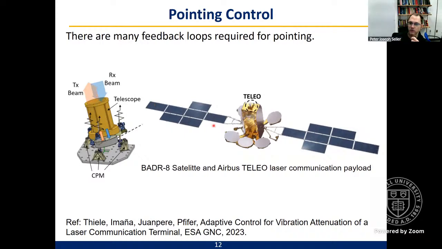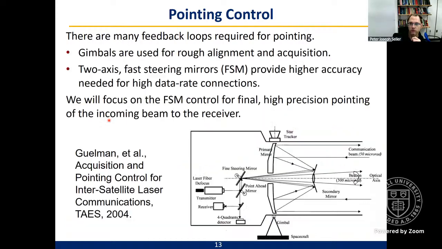The various feedback loops are, there's a crude pointing loop for the satellite that you want to point in a particular direction. This transmitter receiver box also has gimbals on it that can be used for pointing. And then we get down to an even more fine-grain pointing loop. So all this is to tell you it's a hierarchical level of cascaded control loops.